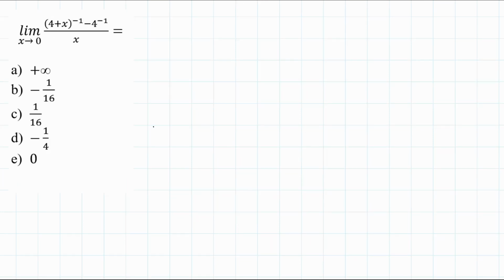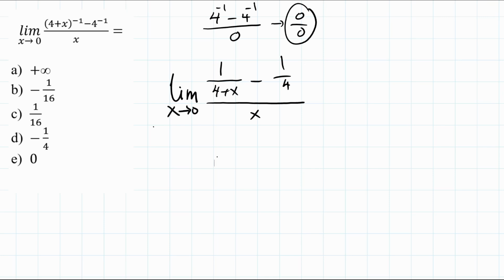As usual, substituting x equals 0 into this expression will result in 4 to the power -1 minus 4 to the power -1 divided by 0, and the numerator is also 0, so this is 0 over 0, which is indeterminate. So we try to rewrite this expression in a different way. If you write (4 plus x) to the power -1 as 1 over 4 plus x, and also the same thing for 4 to the power -1, you now take a common denominator in the numerator.